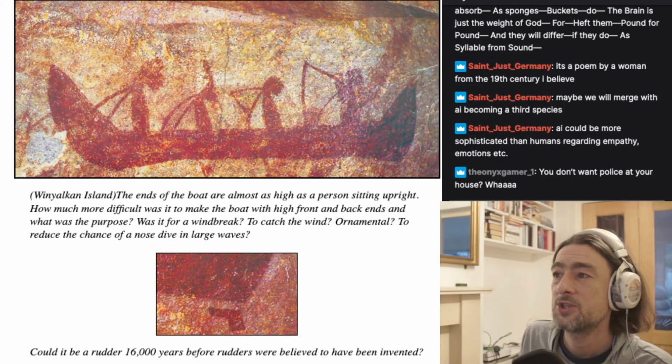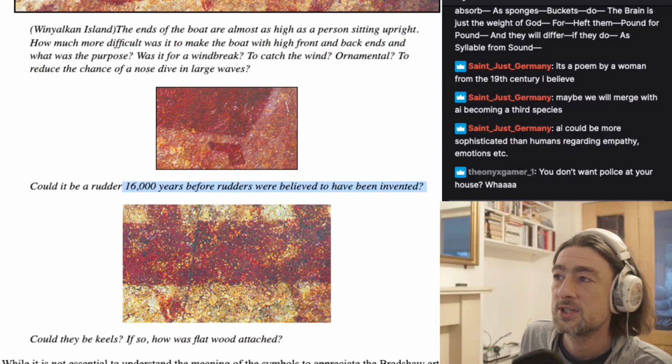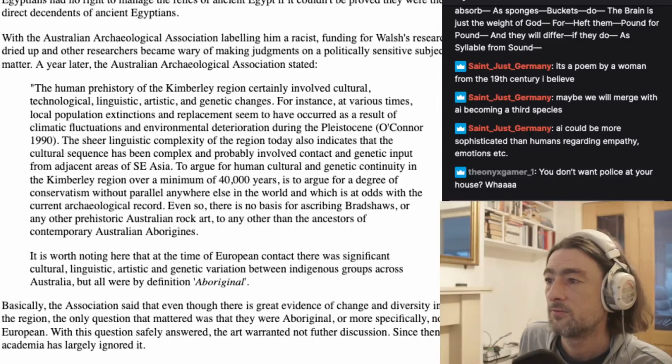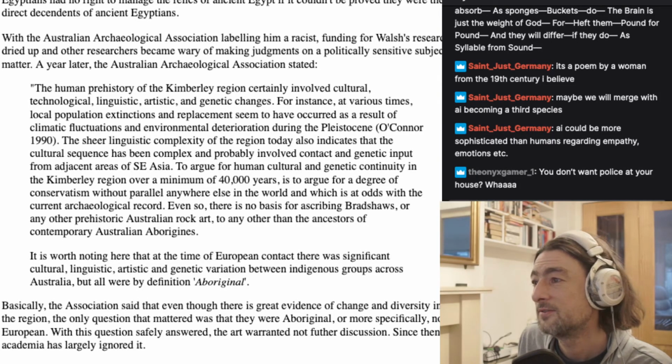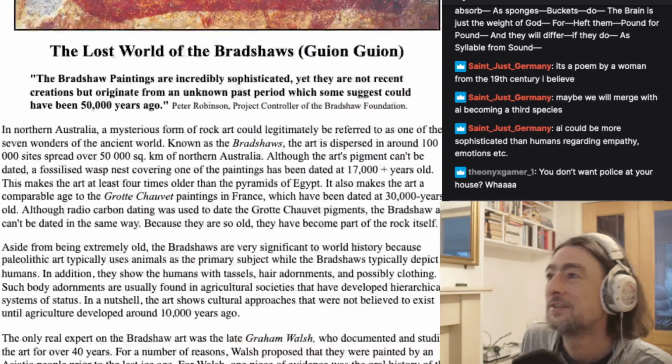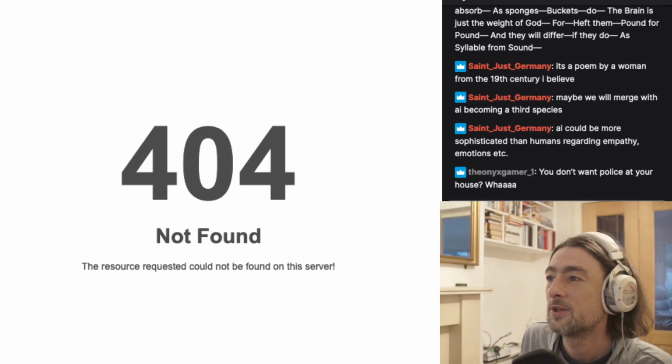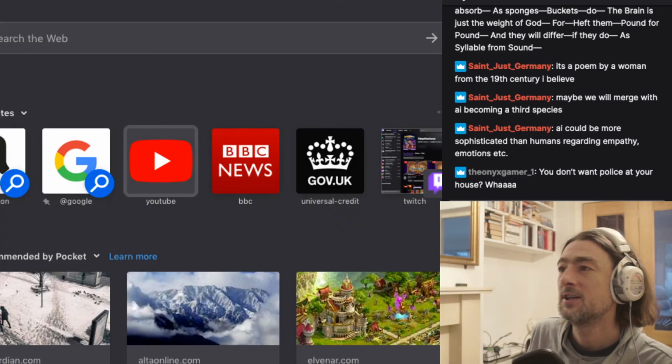Oh, look, here's some questions as well. Look, could that be a rudder 16,000 years before rudders were believed to be invented? Could they be keels? If so, how was flatwood attached? Probably aliens, isn't it? This is written by Graham Walsh. Is that the same dude that I was talking about? 404 not found.